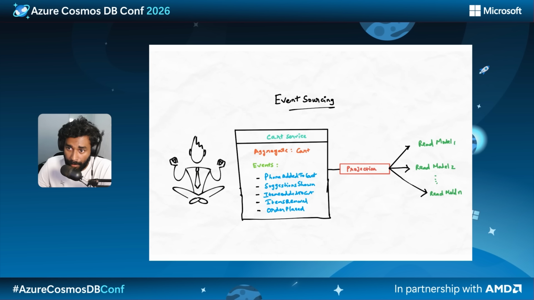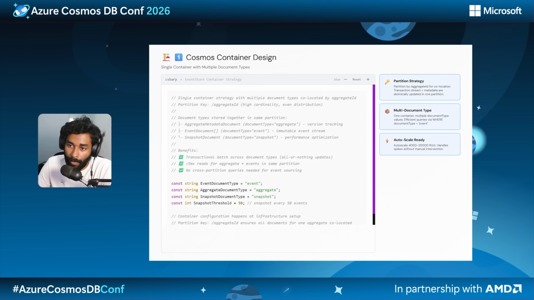Now that we understand the concept of event sourcing, let's take a look at how we actually implemented this pattern using Azure Cosmos DB. The first thing to look at is how we design our Cosmos DB container. In this implementation, we store three different document types within the same container, and that is one of the advantages of Cosmos DB, right?